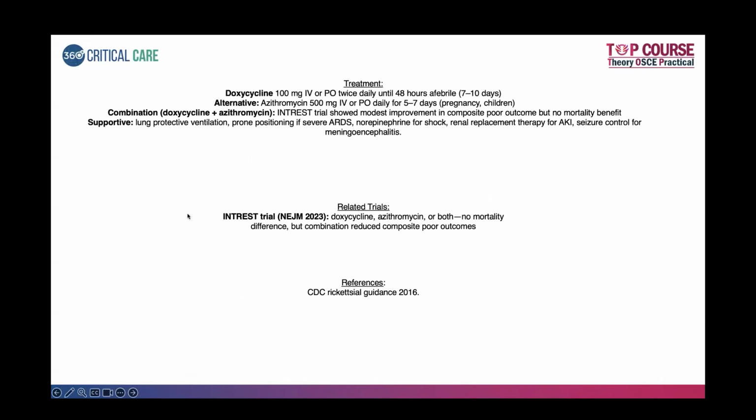With regard to scrub typhus, it is very, very important to know about this INTREST trial. Those from CMC Vellore would definitely know about it, because this was the place where the study was done. This was published in the NEJM and it is now considered one of the main modalities of therapy. So you need to know about it.